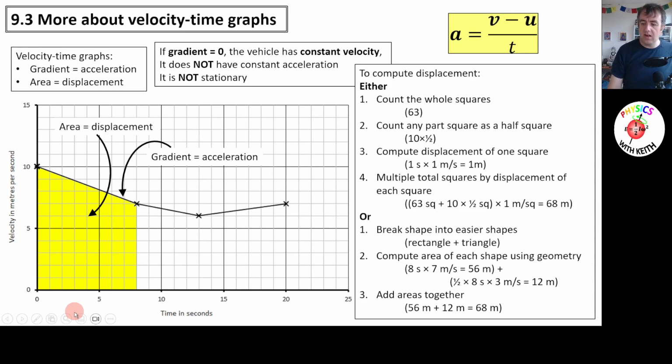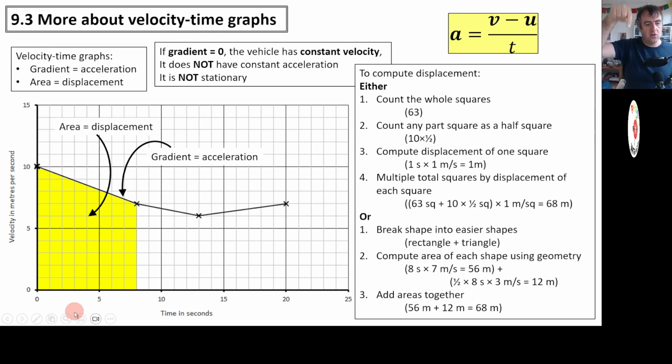A classic example of that is the motion of a ball bouncing. On the velocity time graph, while it's in free fall, whether it's ascending or descending, because the acceleration is 9.8 meters per second squared, or 10 meters per second squared if you're doing one of the other exam boards, you're going to get a diagonal straight line while the ball is ascending and descending.